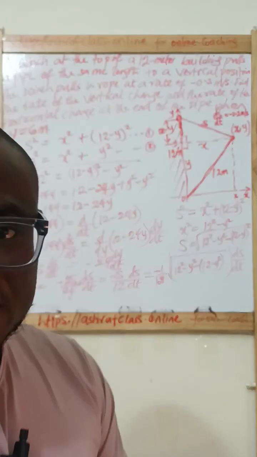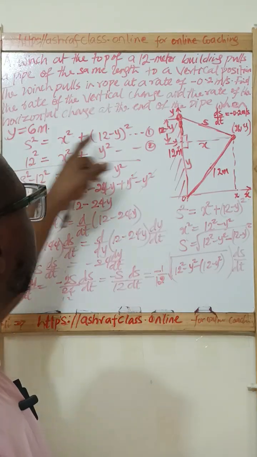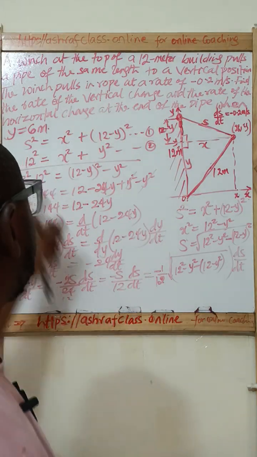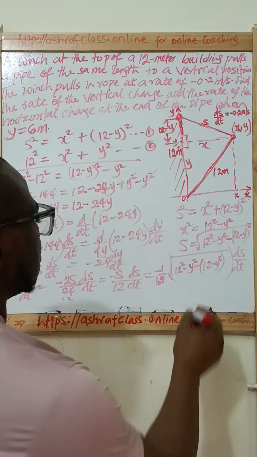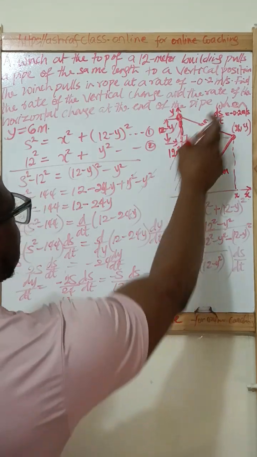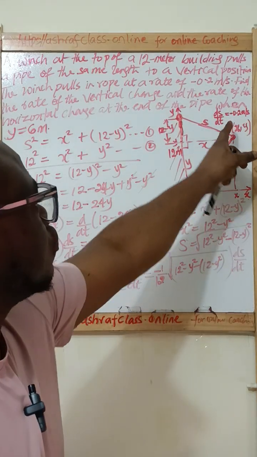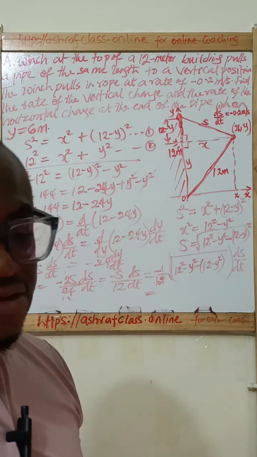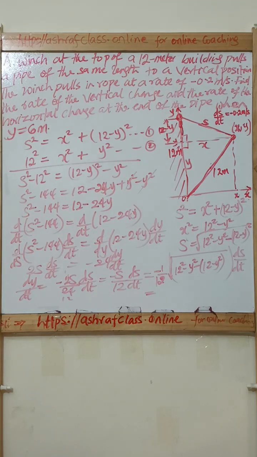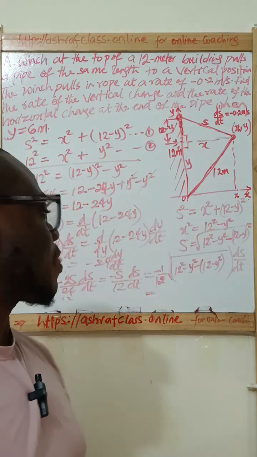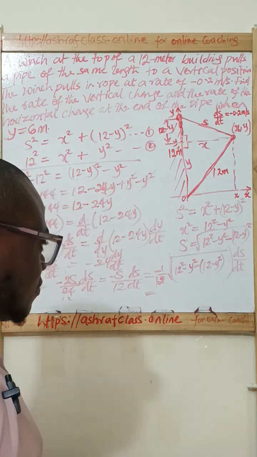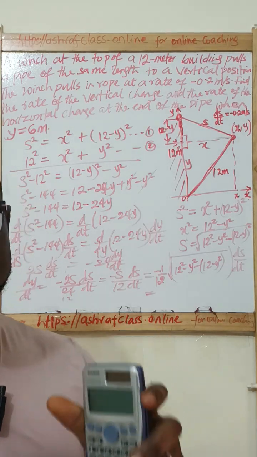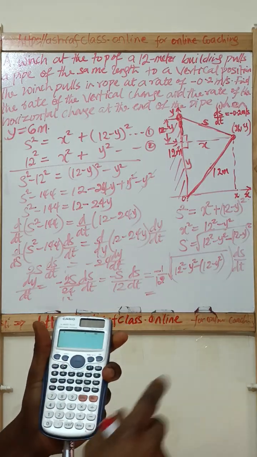Okay, so we know the value of y because they said when y is equal to 6. When y is equal to 6, we put y here, and the ds dt is minus 0.2. If we put it here, then we are going to get our answer. So using our calculator, we're going to punch this in the calculator and get our answer from there.